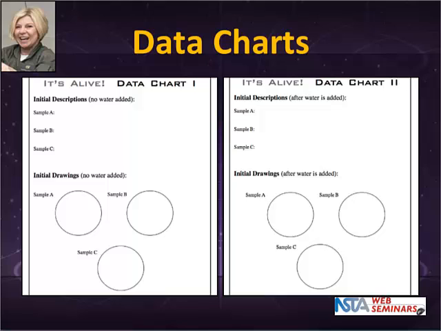The first data chart is no water added. Again, you're going to put these 3 samples together before the class comes in. They're all 3 going to have sugar in them. One is just going to have sugar, the second one is going to have sugar and Alka-Seltzer, the third one is going to have sugar and yeast in it. Again, give them magnifying lenses and tell them to have at it.